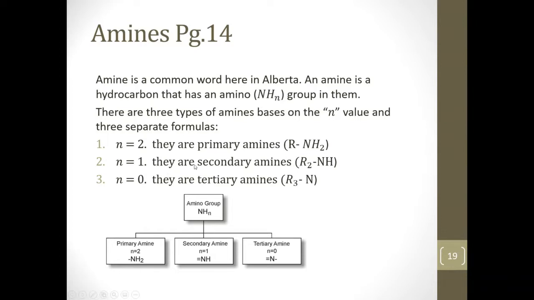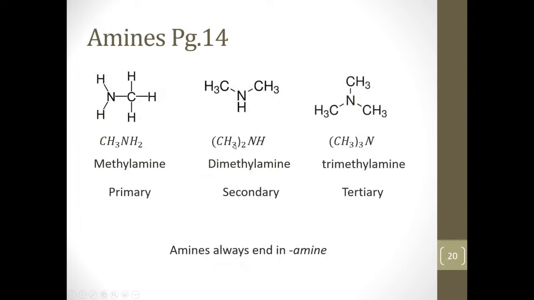If they have NH1, they will be called secondary amines, and this is backwards in my mind, but you'll have R2 and then N, just 1 H. And then if they're N0, they are called tertiary amines, where we'll have R3 and then N just by itself. And we'll see a couple of good examples here. But you will be expected to identify a primary, secondary, or tertiary amine visually by looking at a structural diagram. So let's look at a couple here.